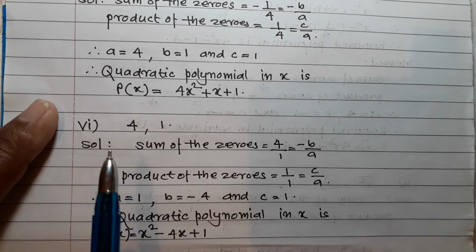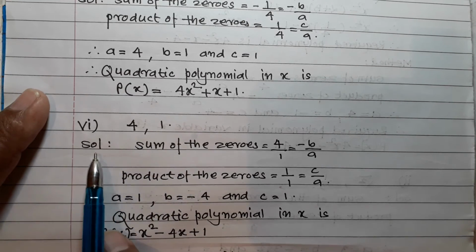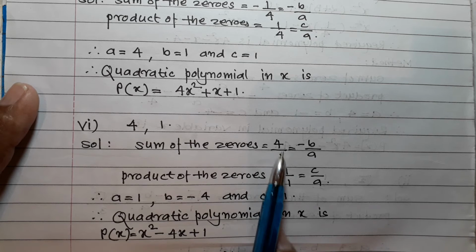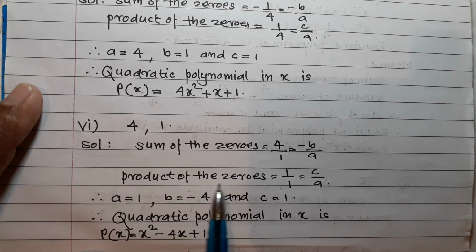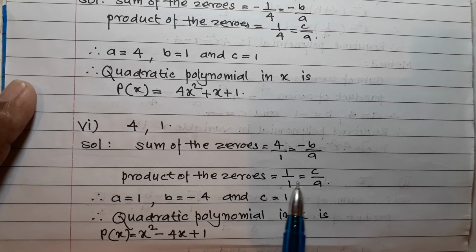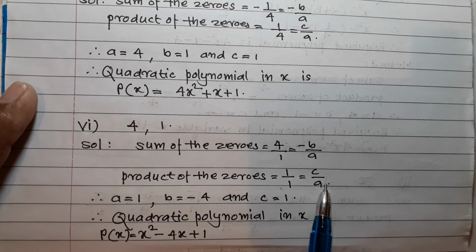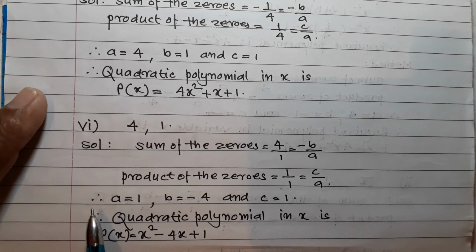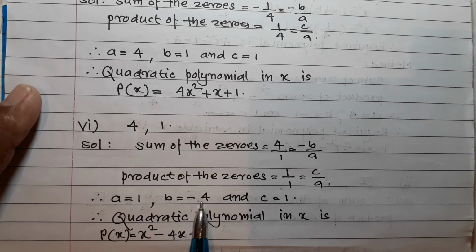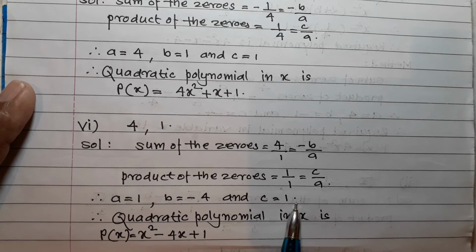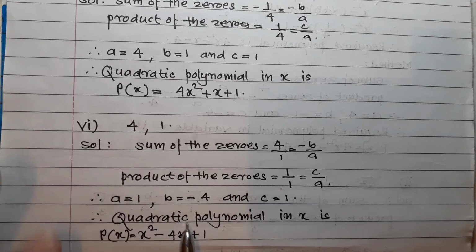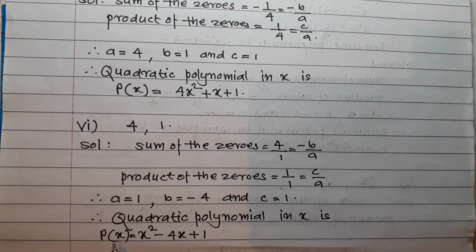Question number 6. 4, 1. Solution, sum of the zeros is equal to 4 upon 1, that is equal to minus b upon a, and the product of zeros is equal to 1 upon 1 is equal to c upon a. Compare a, b, c. So a is equal to 1, minus b is equal to 4, so b is equal to minus 4 and c is equal to 1. And therefore the quadratic polynomial in x is p(x) equal to x square minus 4x plus 1. Okay.